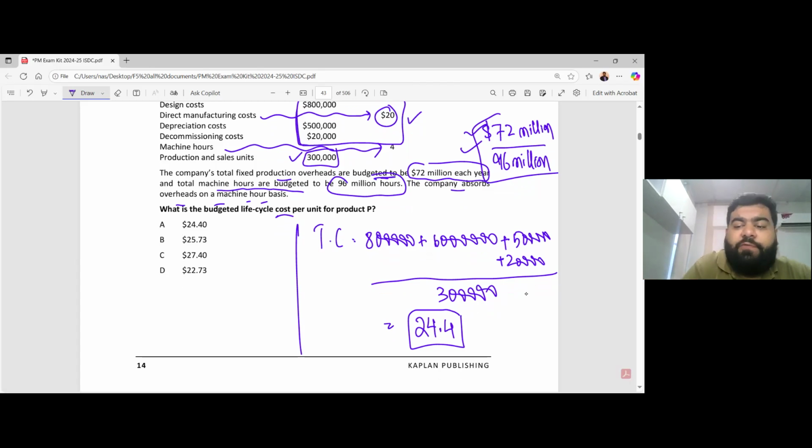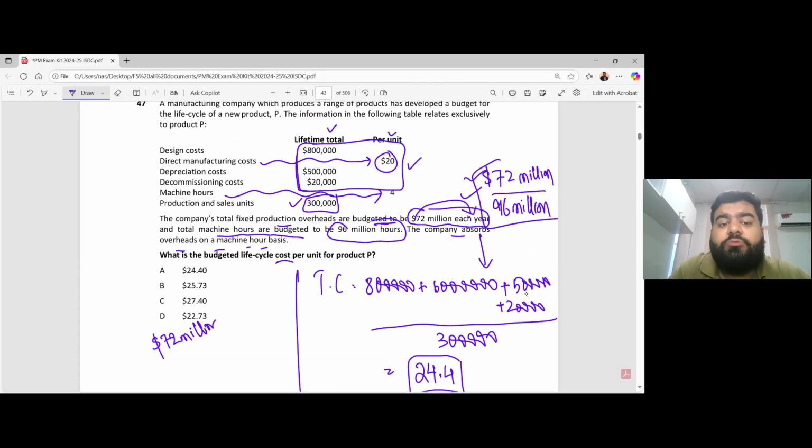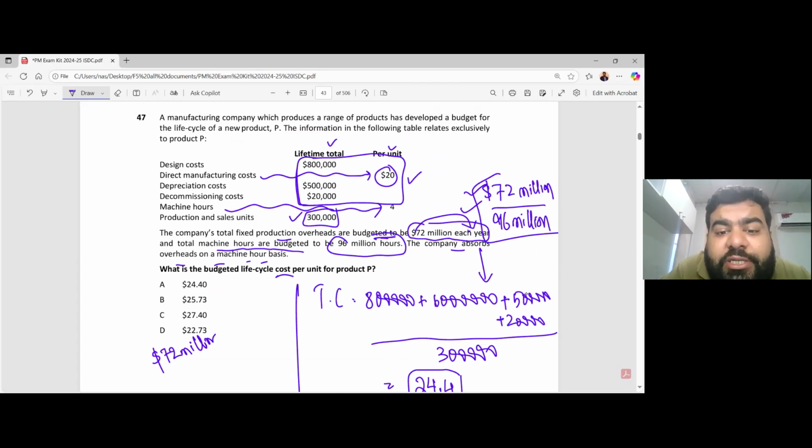Now, for these overheads, he has told you that it's 72 million. Why have I not added this 72 million here first to calculate cost per unit? Because it's written 72 million each year. And the second issue is that it's not given for how many years the product was there. Is there written 2 years, 3 years, 4 years? Life cycle is given, time period is not given. So I can't add this 72 in it, because these are complete life costs, written as lifetime total cost, and 72 million is a per year cost.